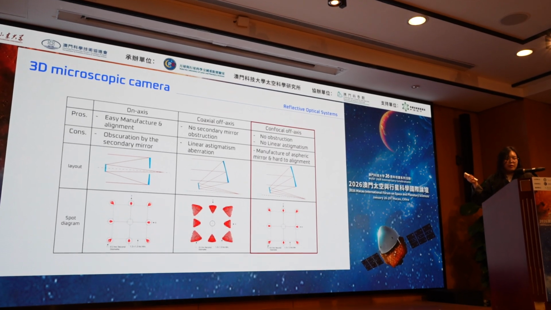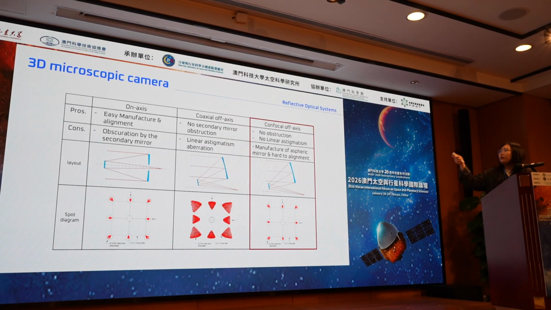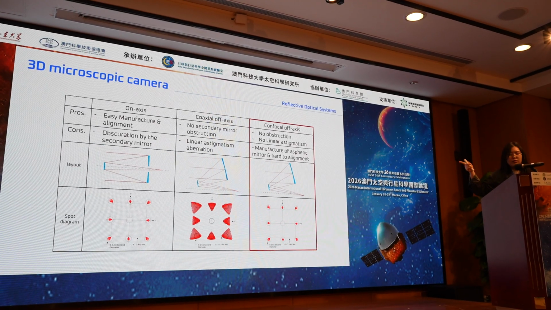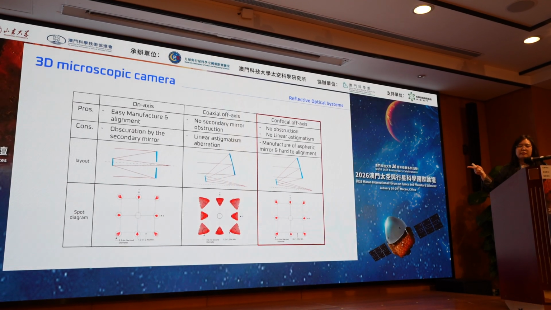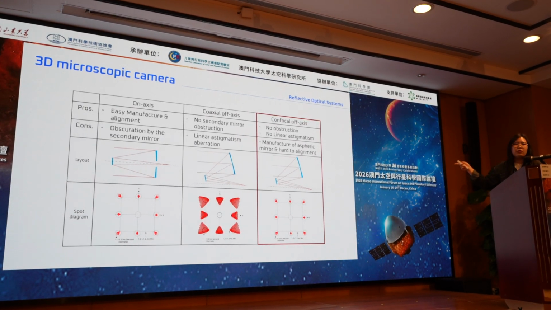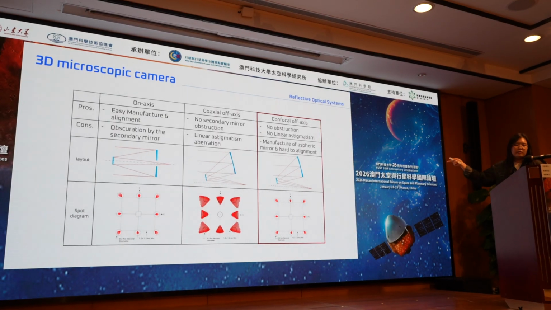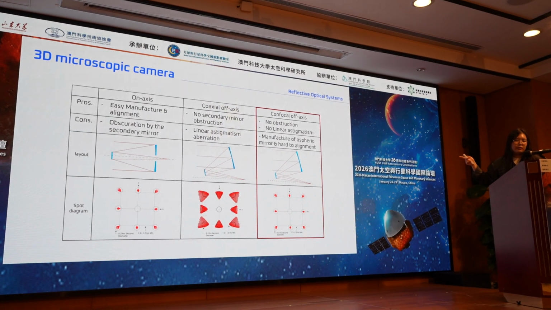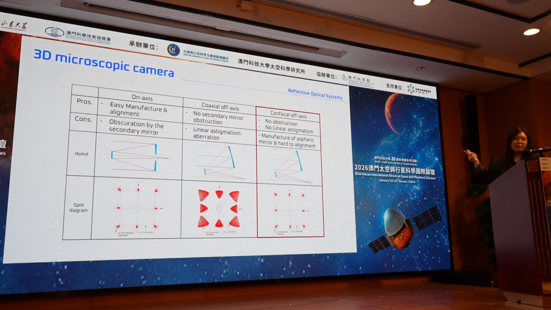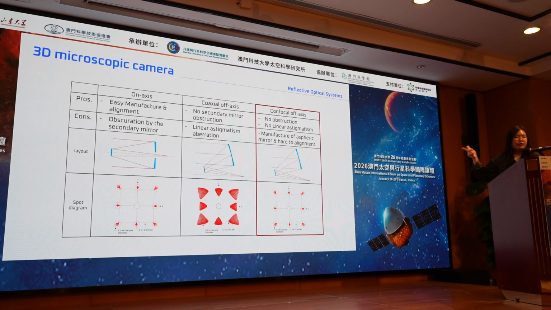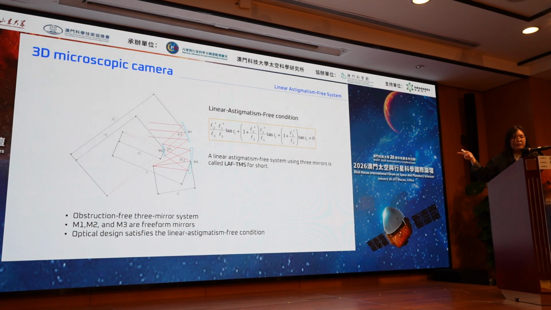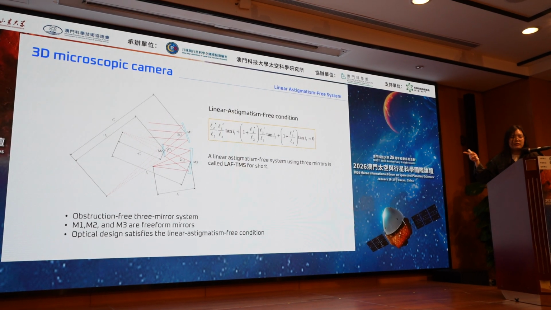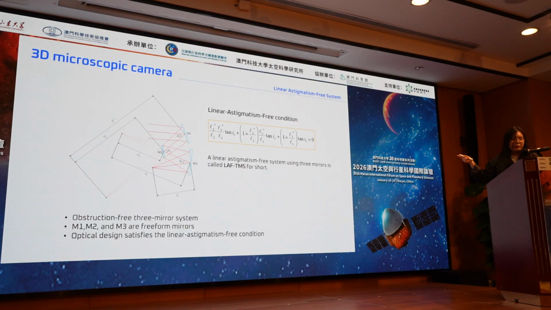Reflective optical systems can be categorized into on-axis systems, coaxial off-axis systems, and confocal off-axis systems. We use a confocal off-axis system in which the mirrors share common focal points, effectively removing the obstruction and linear astigmatism. And the linear astigmatism free three-mirror system is called LAFTMS.